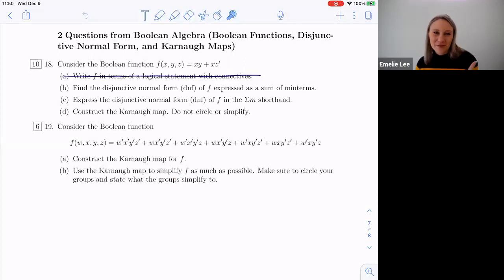It's either on or it's off. That's Boolean algebra. For some, it's off.